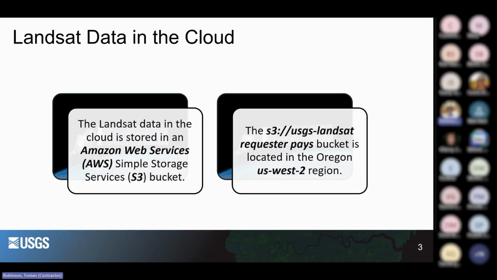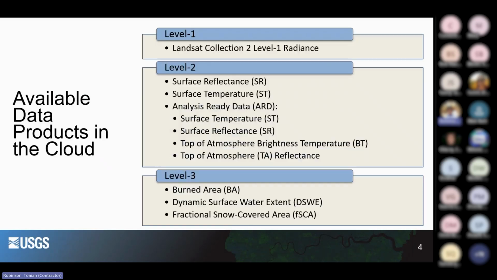To start, yes, Landsat data is available in the cloud. It's available in the Amazon Web Services S3 bucket located in the Oregon US West 2 region. Users will need to specify direct requester pays when they're accessing this data. So what is available in the cloud? Currently we have Level 1 radiance products, which are the geometric and radiometric corrected products. Level 2, which are currently the atmospheric corrected products, and they're the surface reflectance and the surface temperature products. And then we have the ARD, analysis ready data, products that are available.